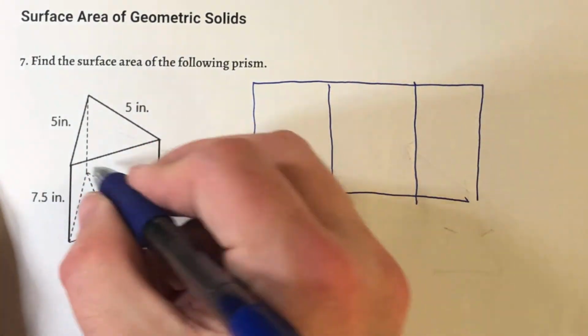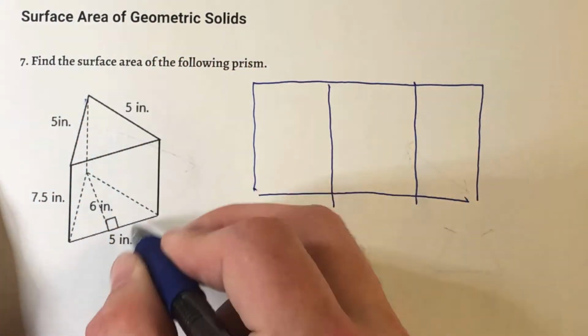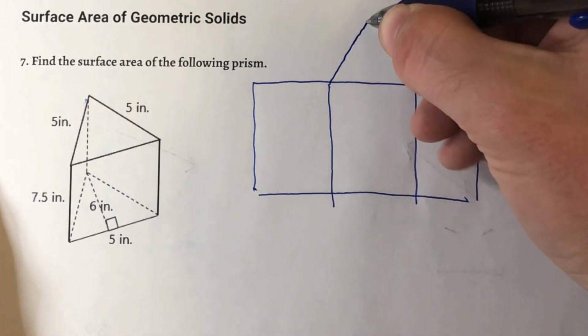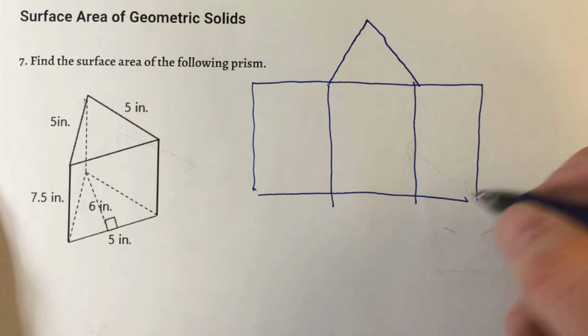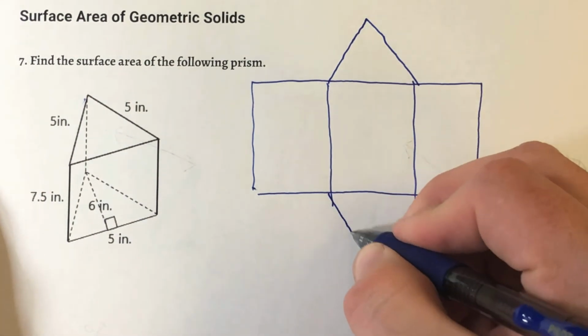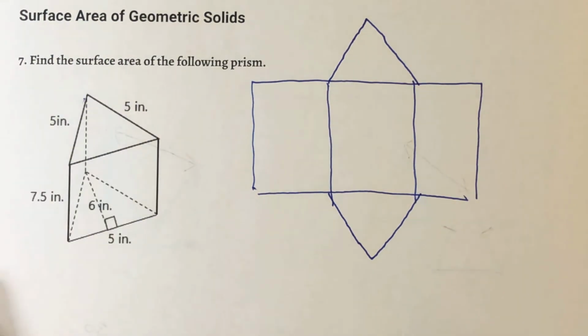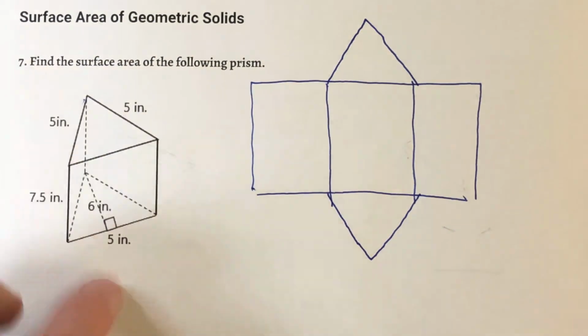The triangles I will try to match. This one is 5, that side's 5, and that side is 5. So it looks like an equilateral triangle, so I'm going to try to draw an equilateral triangle. That kind of stinks, but I tried. That's the only thing I really try on, making the triangles look like what they do in the picture.